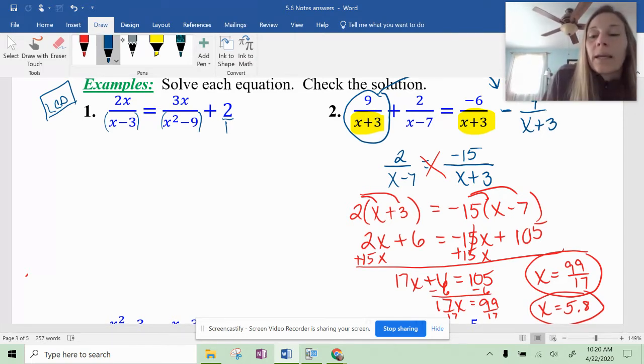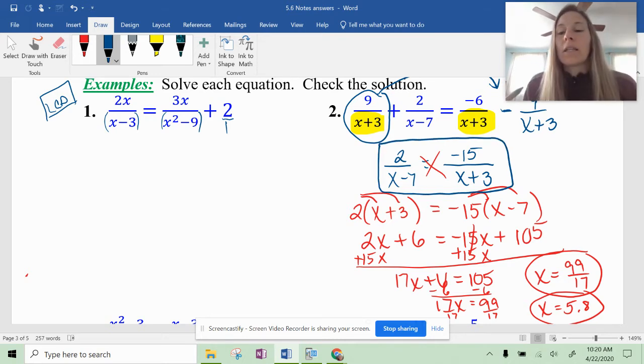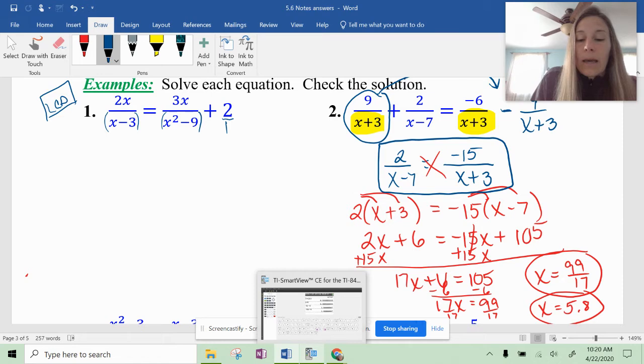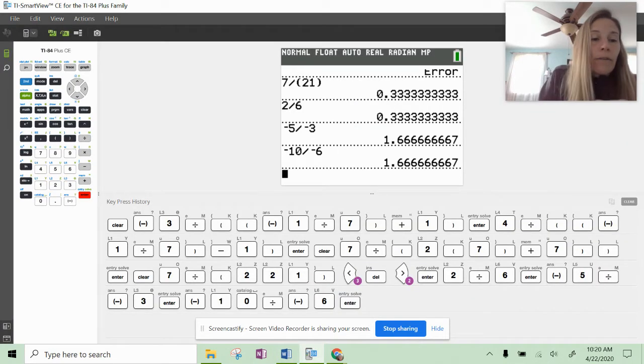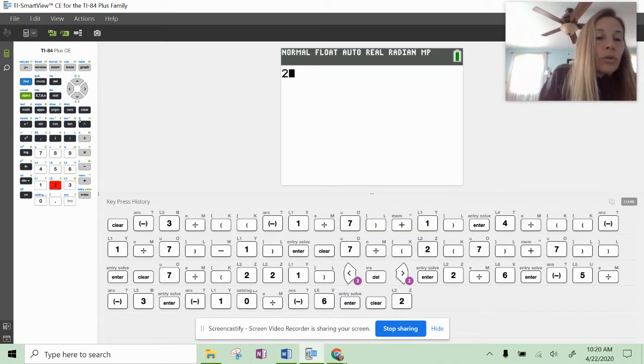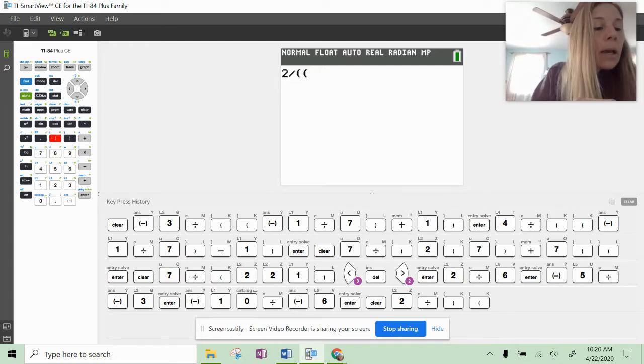Now, when you go to plug it in, you could just put it into this one because we hadn't really solved anything at that point. We just kind of moved the equation around a little bit. So if I'm going to do this one, right, on the left-hand side, I have 2 over x minus 7. So 2 divided by parenthesis, then I have to put in my 99 over 17 there.